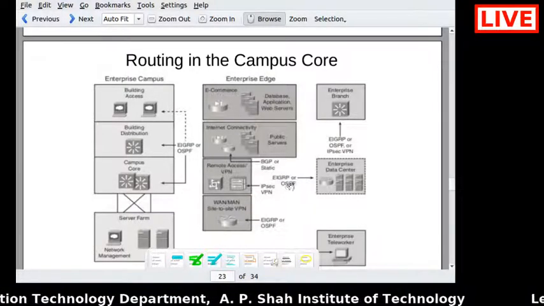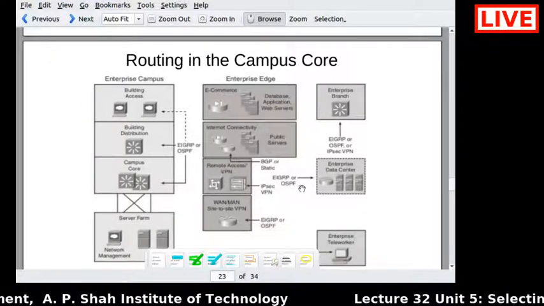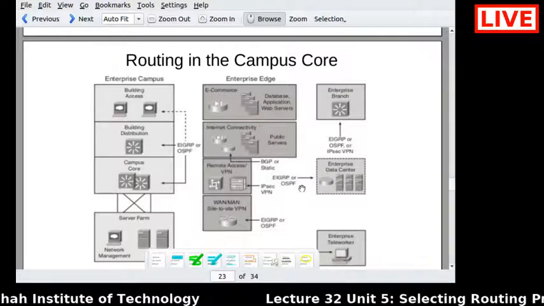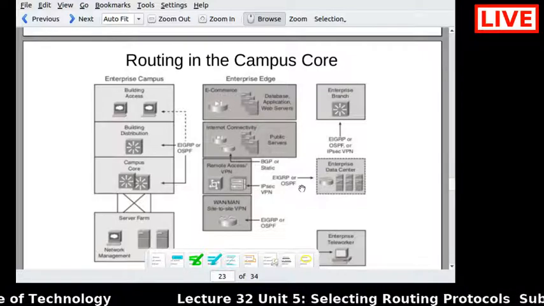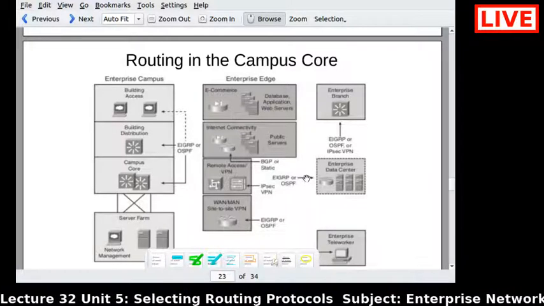Also, it will be using the shortest path for that routing. It will be calculated automatically, based on the routing metrics as well. So these are all the features they have.